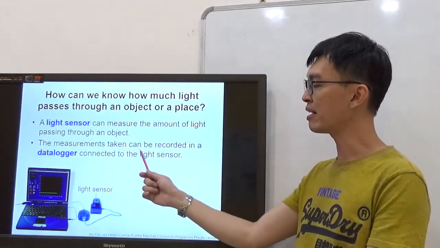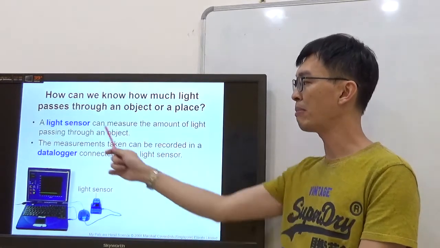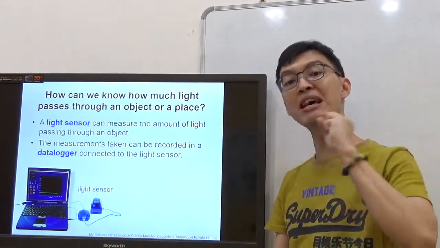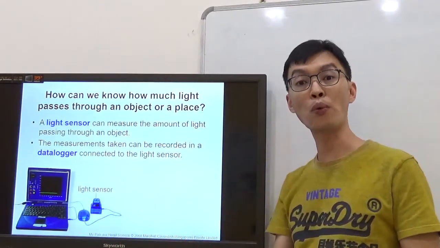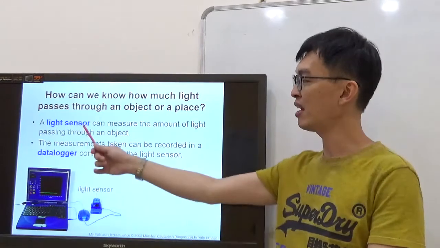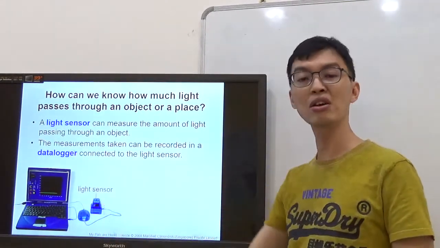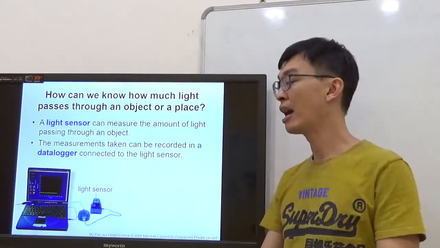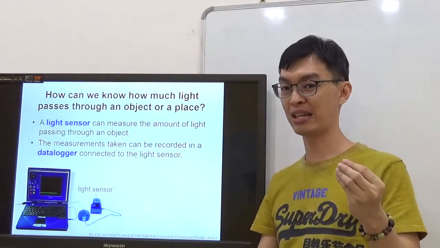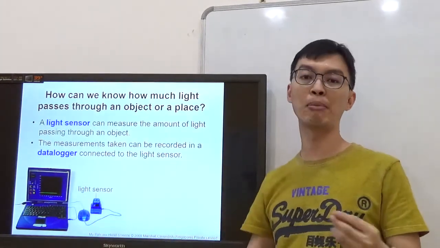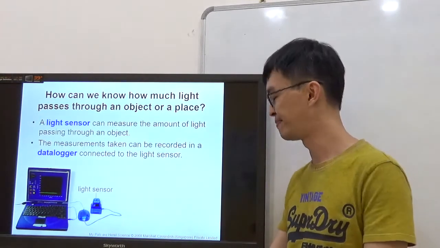The measurement taken can be recorded in a data logger connected to a light sensor. So remember, light sensor is the one that will sense the light. If there's a lot of light, then the data logger will record a bigger number. If the light sensor receives very little light, then the data logger will show a small number. If the light sensor doesn't even receive any light at all, then the data logger will just appear a 0. That means that it is opaque material.